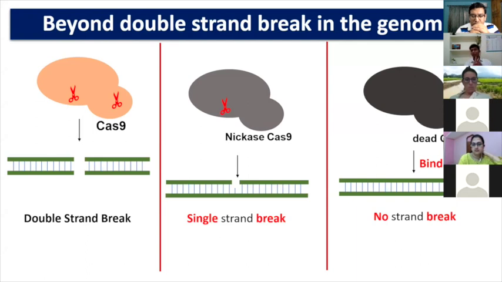Cas9 has two properties. One is binding to the exact position where the RNA directs, and then it makes a cut. So it has two properties: binding to the target sequence and then cutting the target sequence. The dead Cas9 can bind to the target sequence, but cannot make a cut to the target.